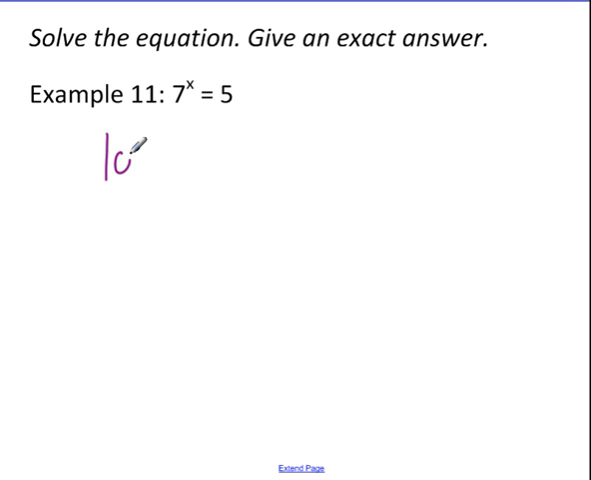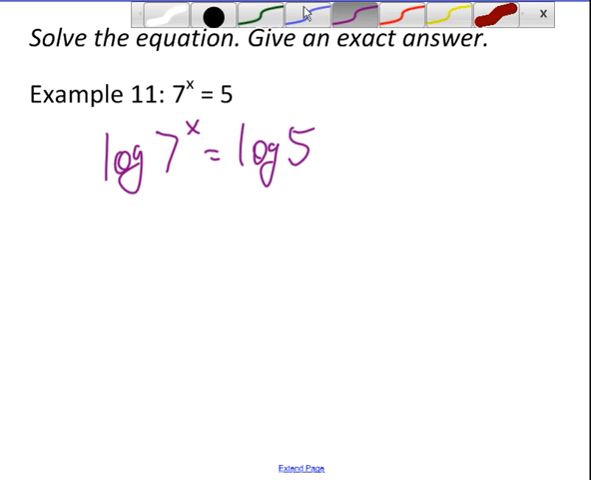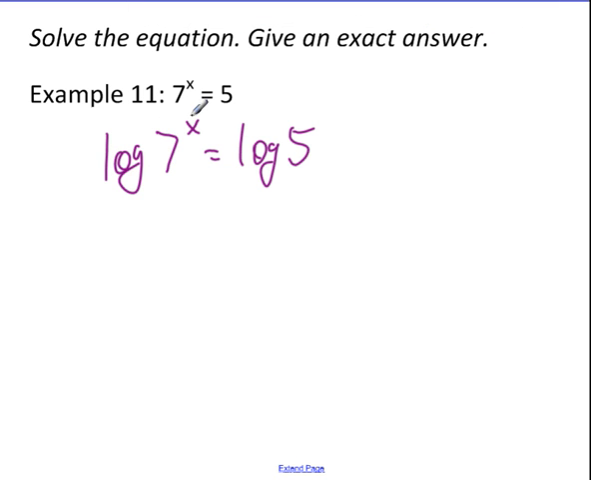So here, we're going to take log of both sides. Log of 7^x equals log of 5. So it's kind of the same thing as multiplying both sides, adding both sides, square rooting both sides. We're going to log both sides. Now, the whole reason we want to do this is we want to get our exponent so we can use it, right? So we're going to take that exponent and drop it out front.